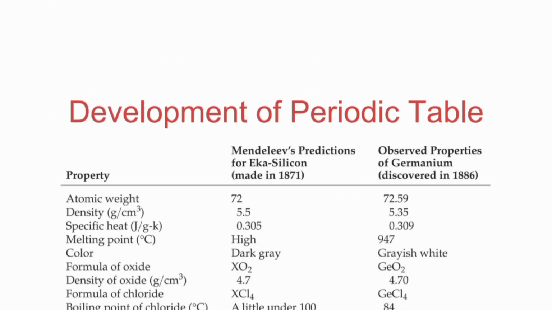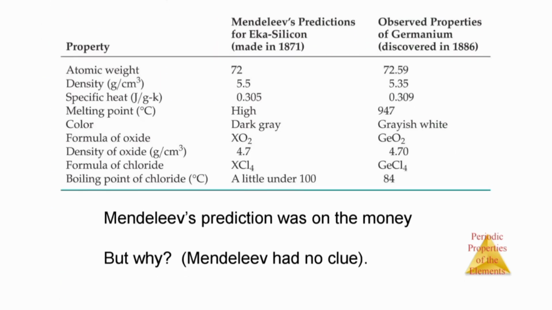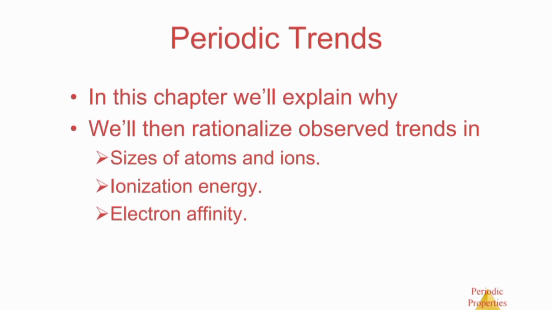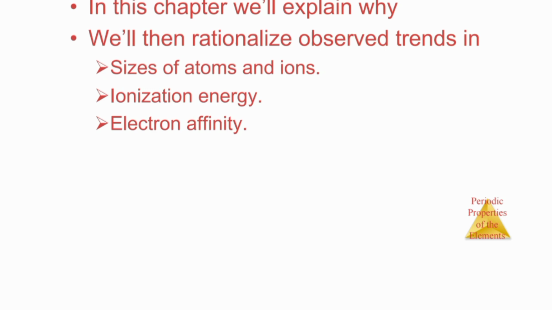Development of periodic table, atomic weights. Periodic trends. In this chapter, we will explain why. We will then rationalize observed trends in size of atoms and ionization energy, electron affinity, and a little bit of electronegativity as well.